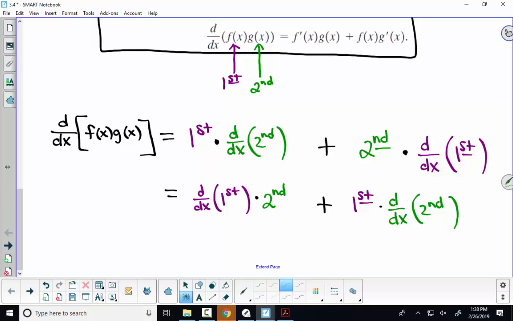If you had like three functions. That's a good question. What if you had three functions? What if it was f times g times h? Would it have like 4 parts to it? So it gets a little more complex. We can certainly discuss that.